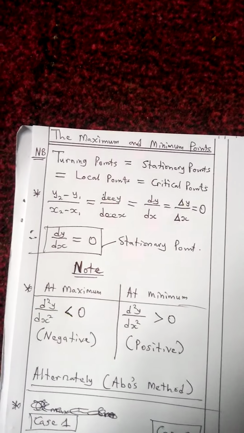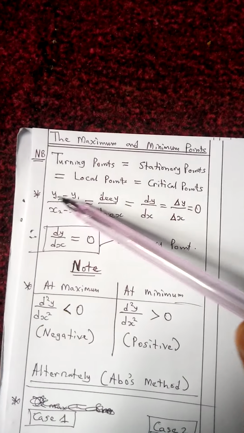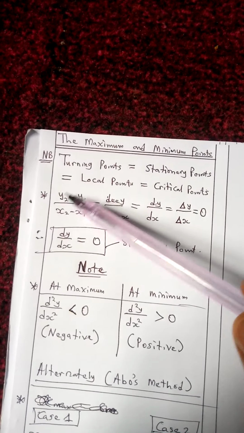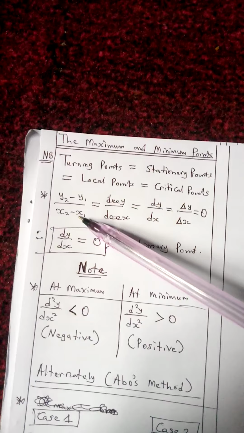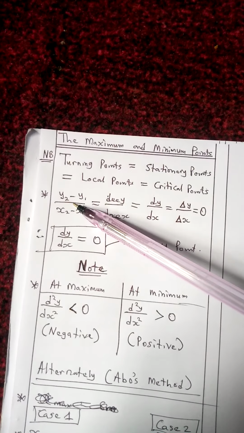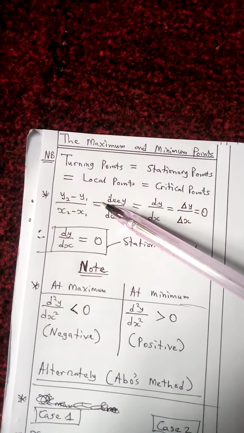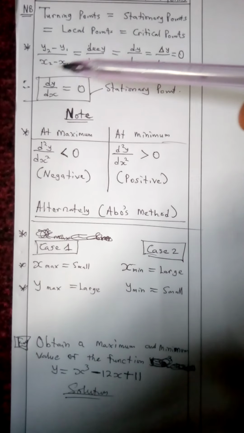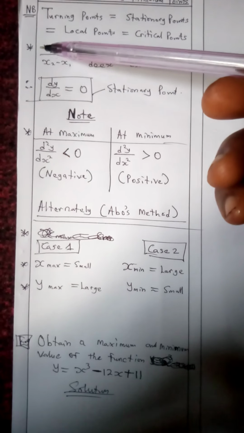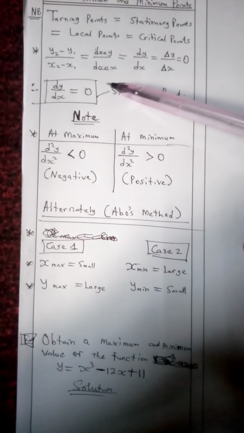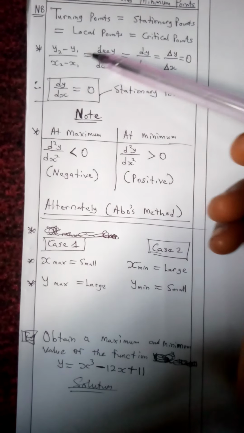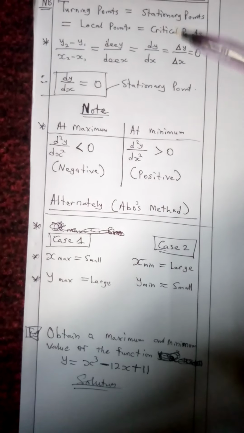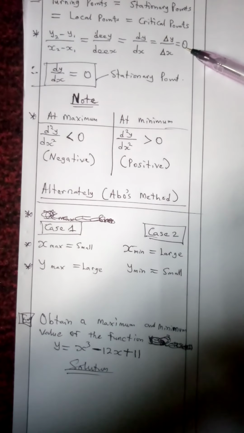Another thing we need to know: this change in y, that's y2 minus y1 over x2 minus x1, is called slope. This is the formula for slope. So we can say that y2 minus y1 over x2 minus x1 is the same thing as dy over dx, and it's the same thing as delta y over delta x, which is equal to 0.